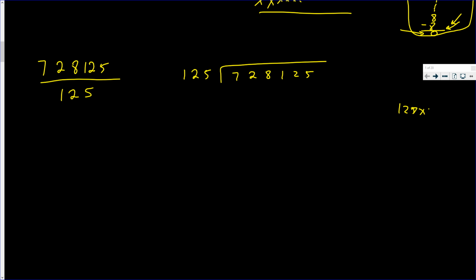Well, 125 times 0 is 0. And 125 times 1 is 125. So it won't go into 7. Well, it'll go in 0 times. You can put the 0 up here if you want. 125 doesn't go into 72 even one time, but it does go into 728. And that just happens to be the thousands place.